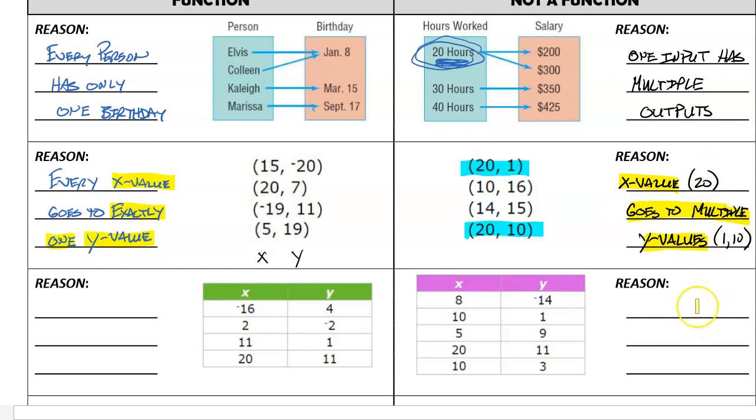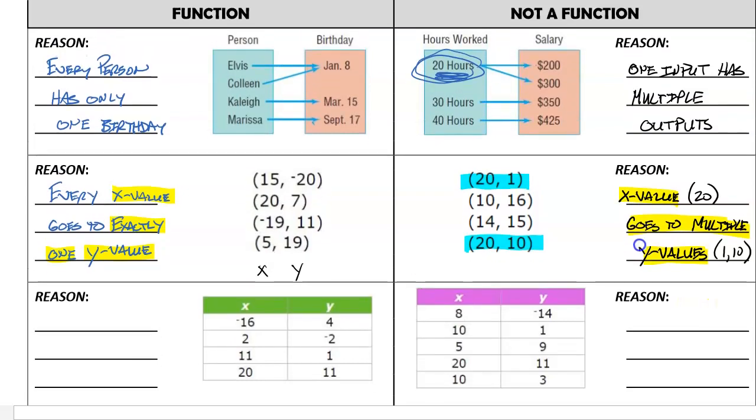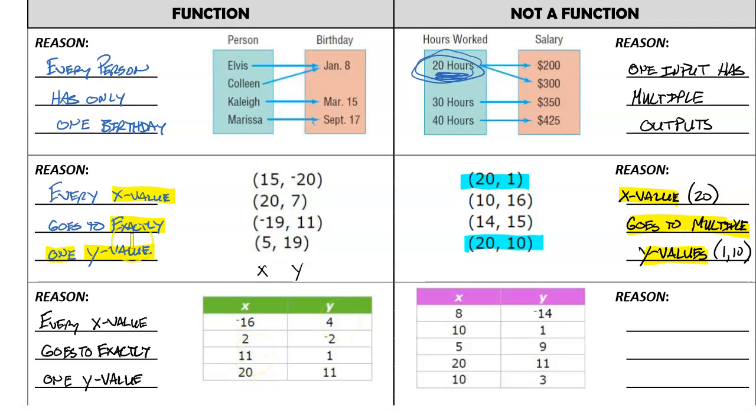Not a function. Looking at a table of values, it's very similar to xy coordinates, except we group them in a nice organized table. Looking at my first table here, we see that there are 4 unique x values and they're all going to a y value. There are no repeat x's. So we see the exact same reason as before. Every x value goes to exactly one y value as in the previous.